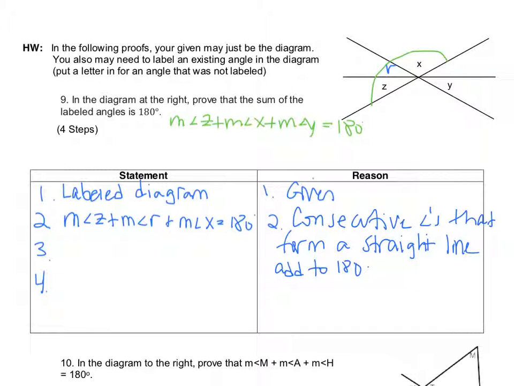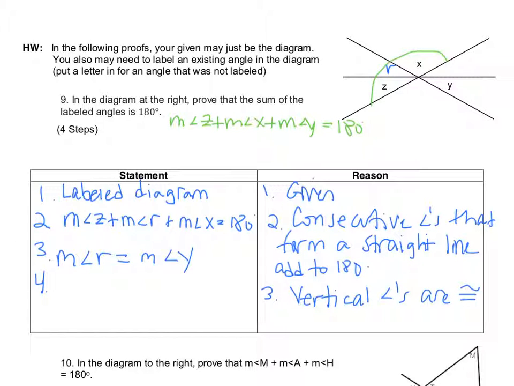Next step would be to talk about the fact that R and Y are congruent because they're vertical. So, or equal. Measure of angle R equals the measure of angle Y. And step 3, we're not just going to say vertical angles, remember? Because that doesn't really tell us much. We're going to say vertical angles are congruent.